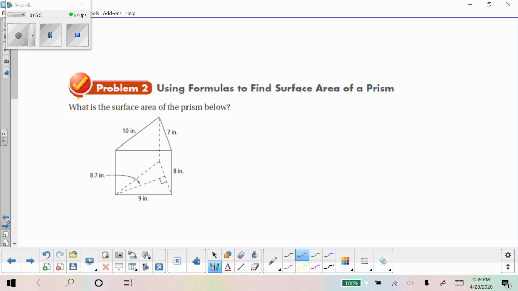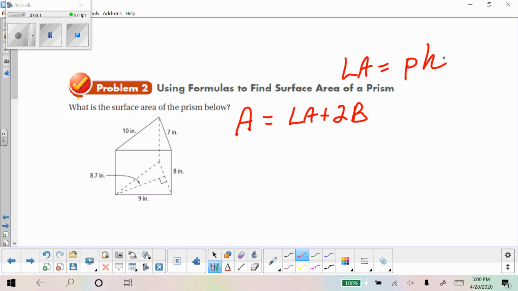So let's find that. The surface area, we'll just use big A for that for now, is equal to the lateral area plus 2, and I'll use B for the area of a base. Now the lateral area is, remember, just the perimeter times the height. So the perimeter of the base, you have to figure out which is the base. That's the 2 congruent triangles.